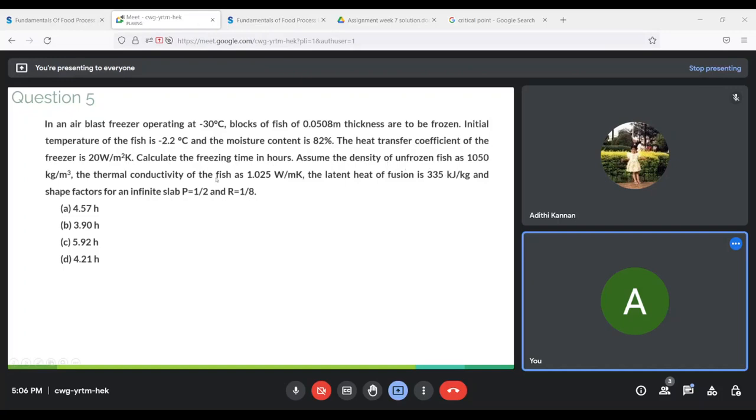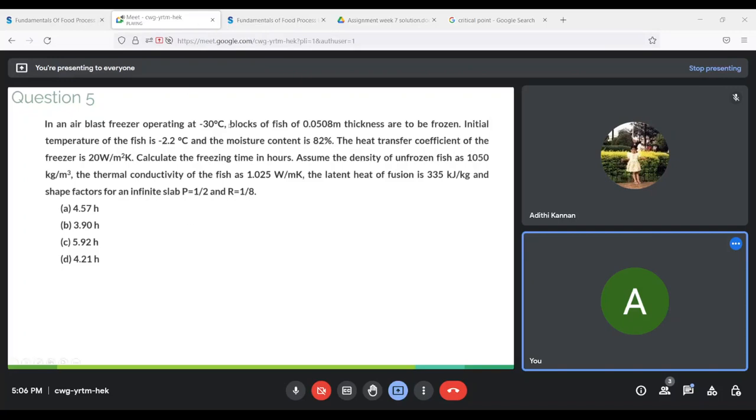The thermal conductivity of the fish is 1.025 watt per meter Kelvin. The latent heat of fusion is 335 kilojoule per kg and the shape factor is P equal to 1 by 2 and R equal to 1 by 8 for an infinite slab. So we have two equations to determine the freezing time. One is Planck's equation that does not involve sensible heat. The other is Fam's equation.